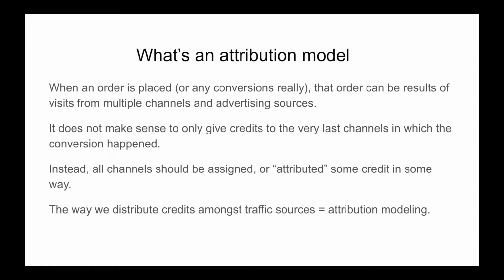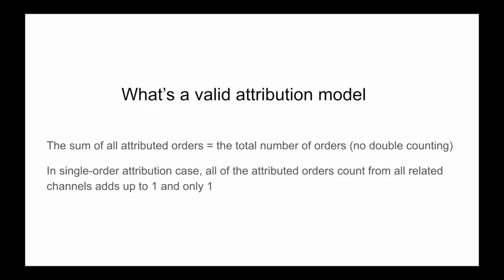Therefore, the way we say it is all channels related to a customer's conversion need to be attributed some credit in some way. And the way we attribute it is called attribution modeling. There's one intricacy you need to think about when thinking about an attribution model. Most of the attribution models you see out there are something that I call an invalid attribution model.